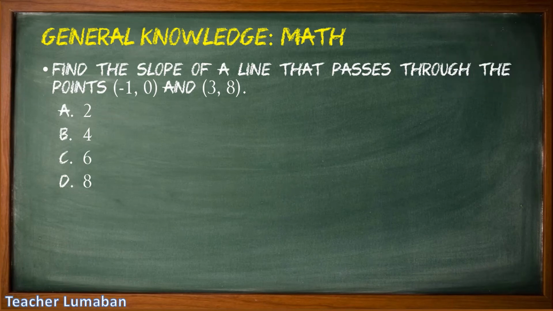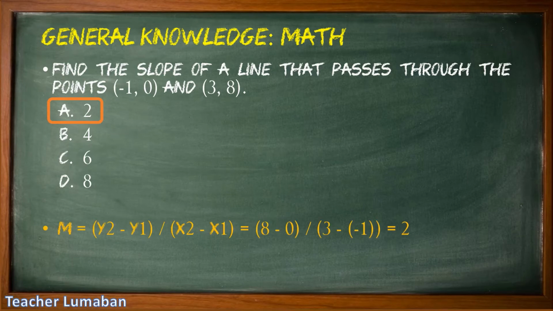The correct answer is letter A, 2. The slope of a line that passes through the points (-1, 0) and (3, 8) is 2. The slope m is given by m equals (y2 minus y1) divided by (x2 minus x1), equals (8 minus 0) divided by (3 minus -1), equals 2.